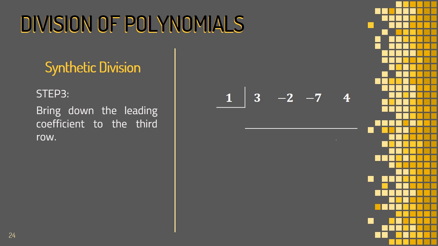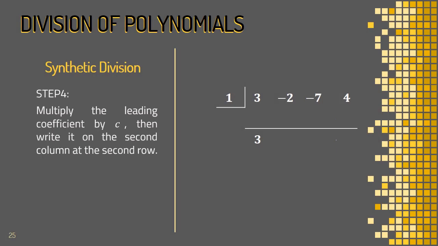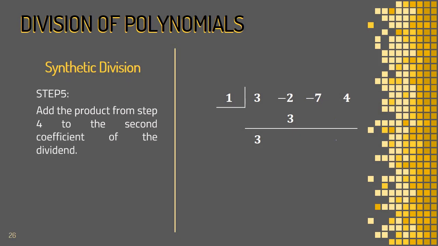Third step, we have to bring down the leading coefficient to the third row. Step 4, we are to multiply the leading coefficient by c. c on our given is 1, and then write it on the second column on the second row. Step number 5, add the product from step 4 to the second coefficient of the dividend. Step number 6, repeat the process until a product is added to the constant term of the dividend.